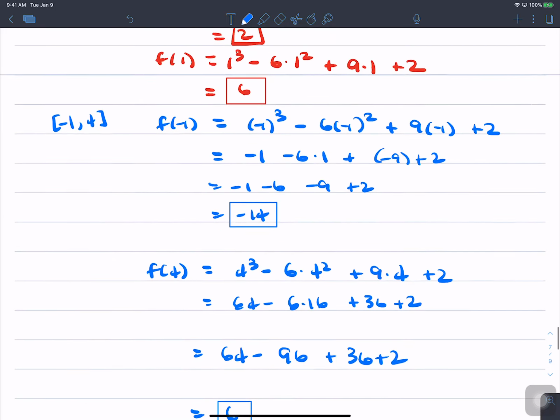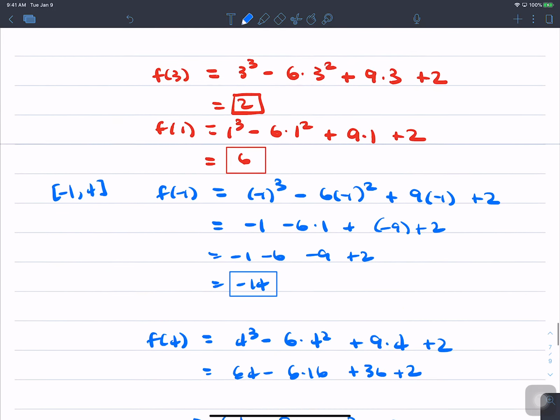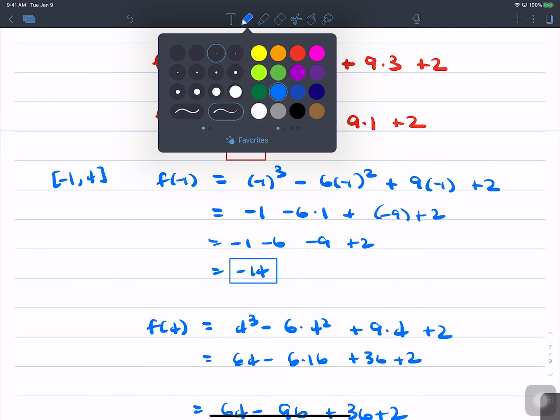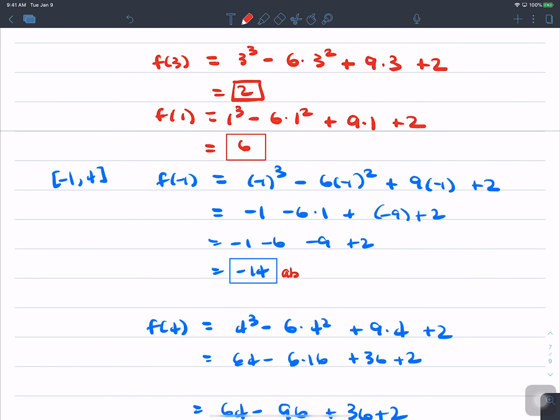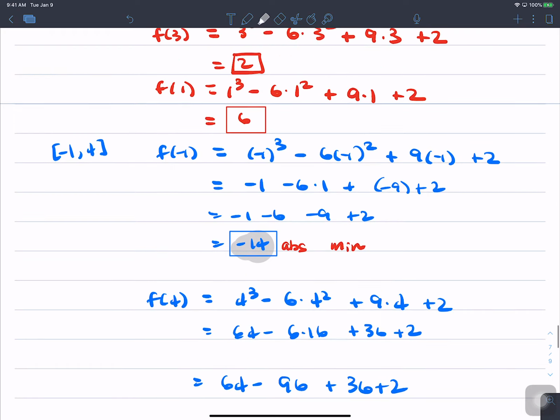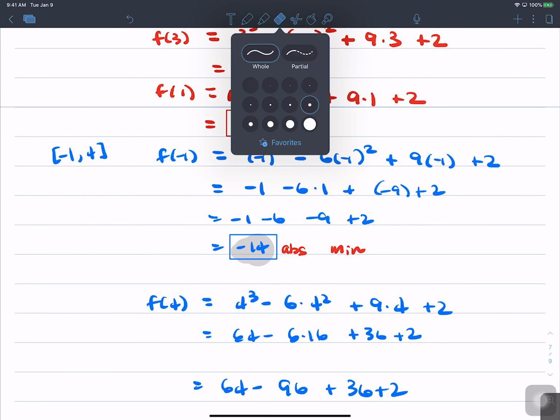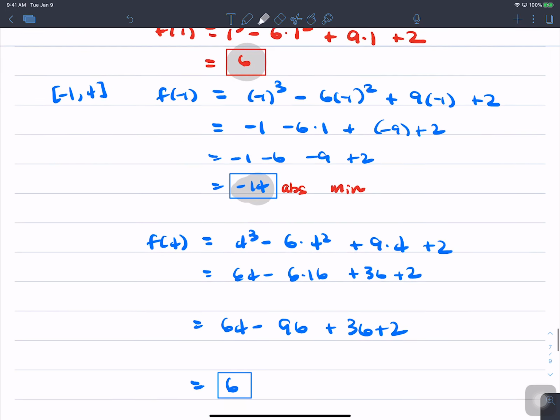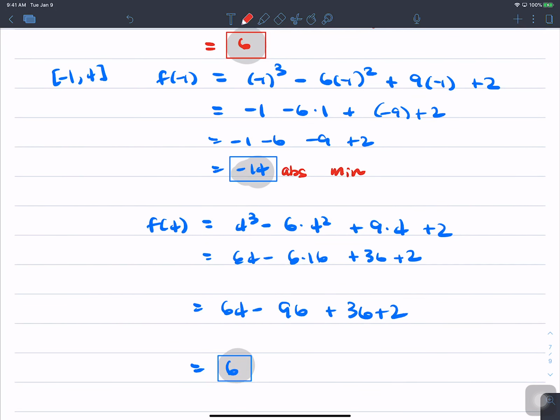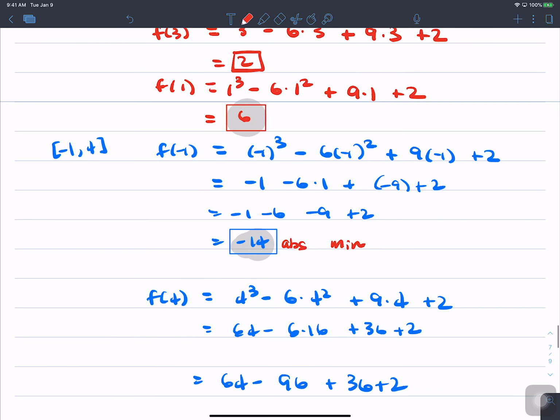Okay. So here's the process, right? You have to find the smallest value. Here's the smallest value. This is your absolute minimum value here. That's the smallest. And the largest is here. So you have a 6. We have a 6. And that's your absolute max.